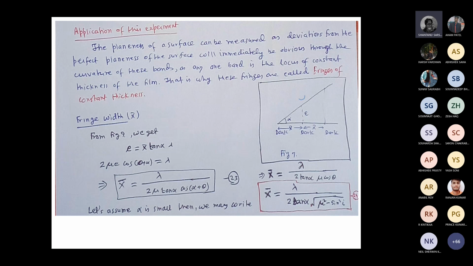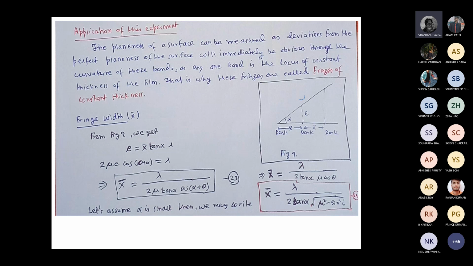Then the thickness will increase and decrease around a particular location, so there will be curvature. So the fringe we see will not be a straight fringe. The fringe also will be curved, because here the fringes are fringes of equal thickness. For a given value of e, you get a particular order.